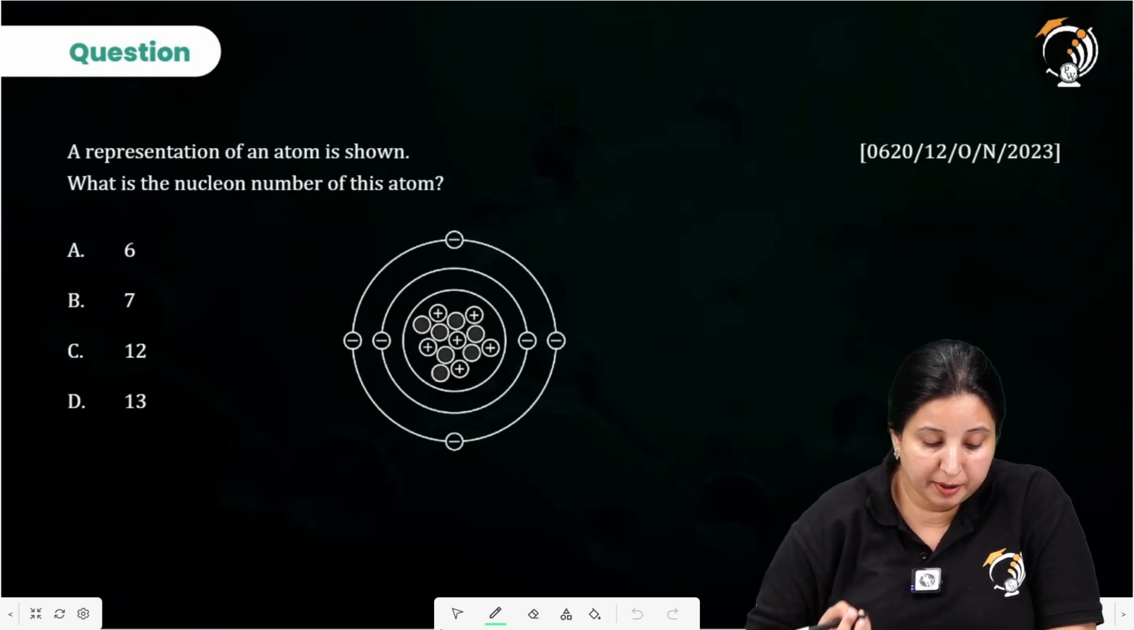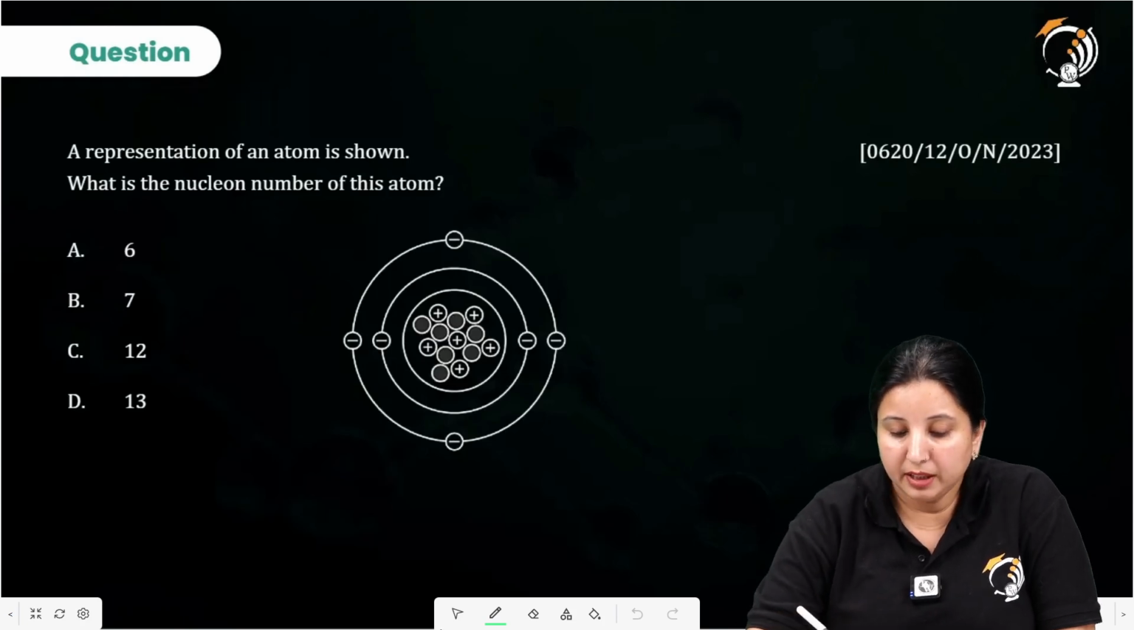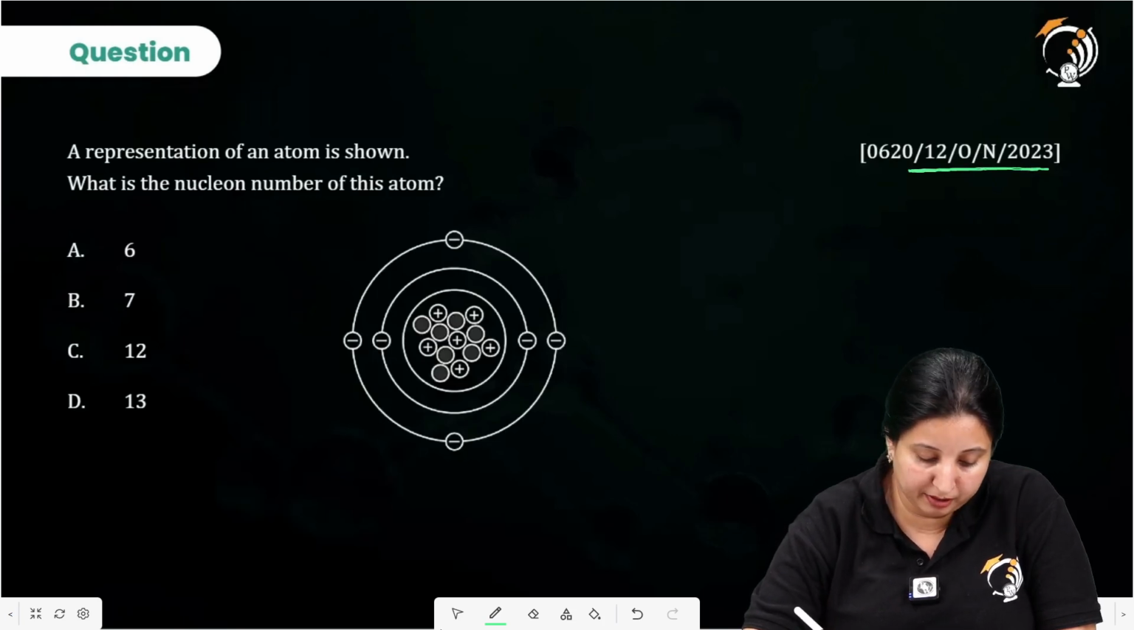Next is, a representation of an atom is shown. What is the nucleon number of this atom? It is from the variant 12 October November series and 2023 year.